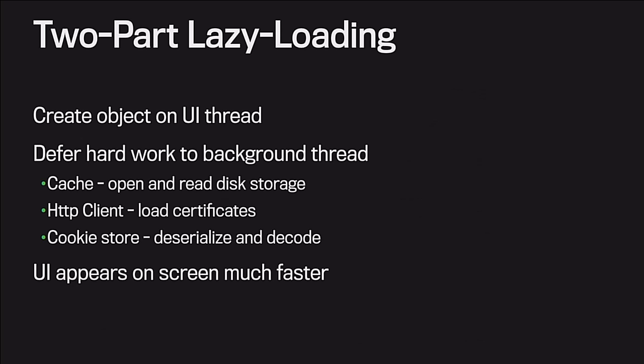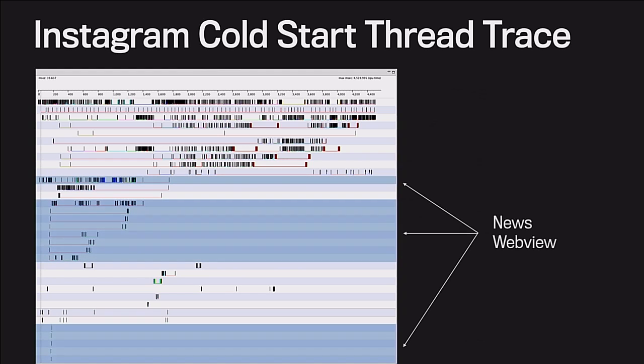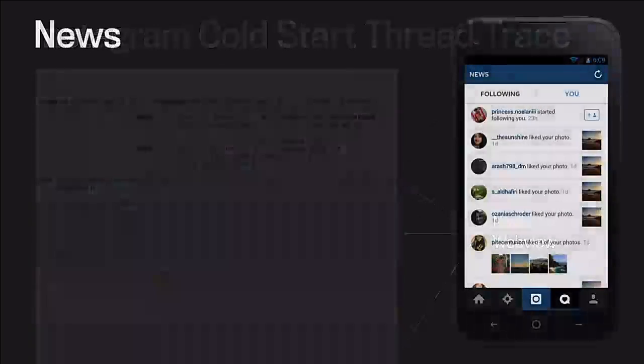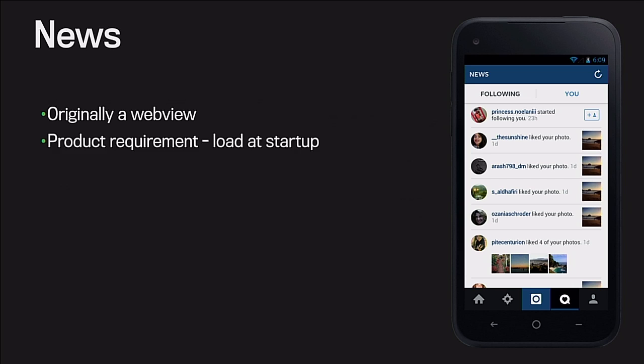For an example of what we found out through method tracing, this is an example trace of the cold start of our app from a few months ago this year. And one thing that we noticed that really surprised us is that about half these threads came from a single web view in the app, our news view. And the news view is the page in Instagram that shows you all of your likes and comments. And it was originally written as a web view. We thought that we'd want to be able to ship updates to it faster than we were shipping the Instagram client. And now, it was a product requirement that we load this view at startup.